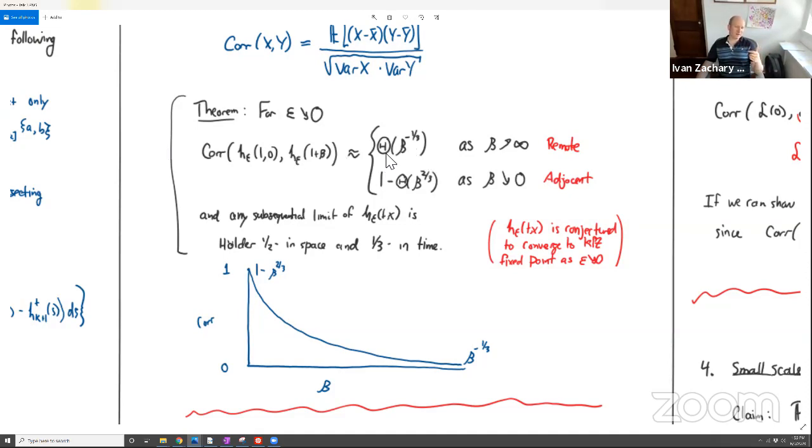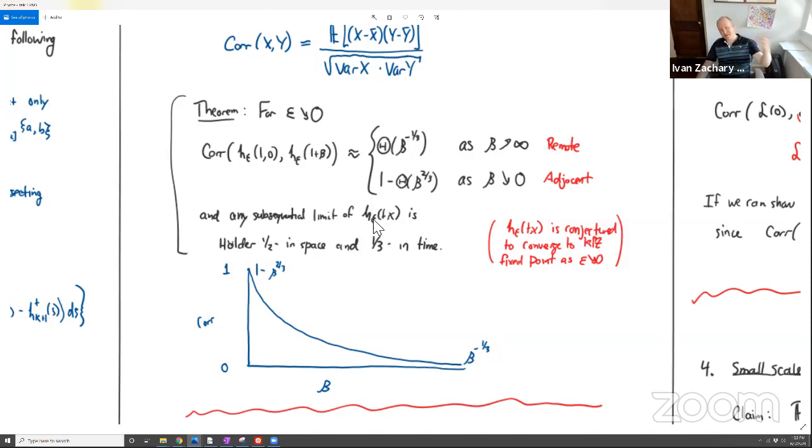And so what we prove is that for all small enough epsilon, the correlation behaves like this. As the time difference goes to infinity, as my points move apart, as I look at one time, and then after a really long time I grow the process much further, the correlation decays like that time difference to the minus 1/3 power. On the other hand, if I take the two times together, then it behaves like 1 minus the time difference to the 2/3 power.